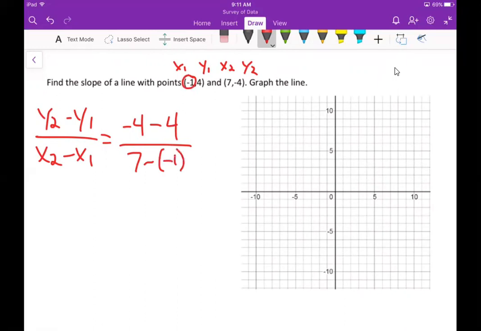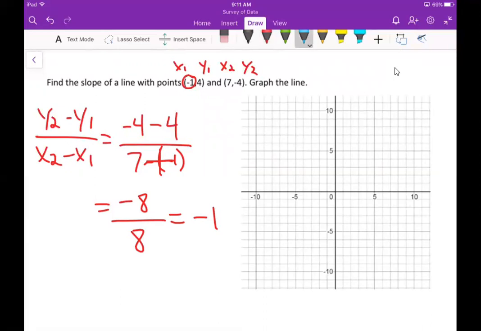Anytime I'm plugging in a negative number, I like to put it in parentheses so I can differentiate the negative from the formula for slope from the negative for the value that I'm plugging in. Okay, so keep those parentheses there. So what this means is we have -4 minus 4, that's -8 over 7 plus 1. These come together, 2 negatives become a positive, over 8. So my final slope, simplify that fraction, is -1.